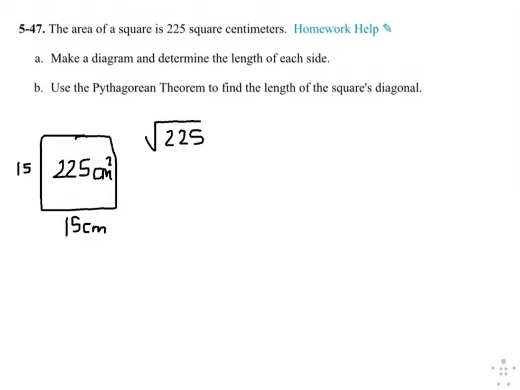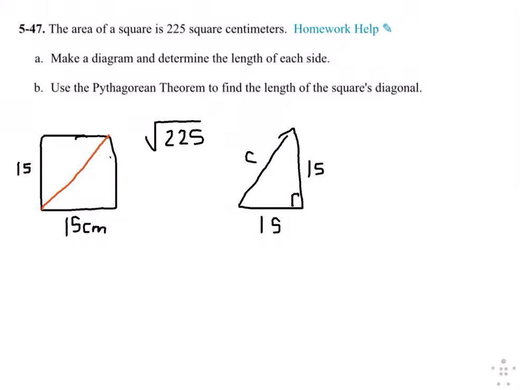Okay. Use the Pythagorean theorem to find the length of the square's diagonal. So let's get rid of this. The diagonal runs from here to here, right? So we now know that we have a triangle. If I redraw, I have a triangle, a right triangle to be specific, that's 15, 15, and an unknown, right?